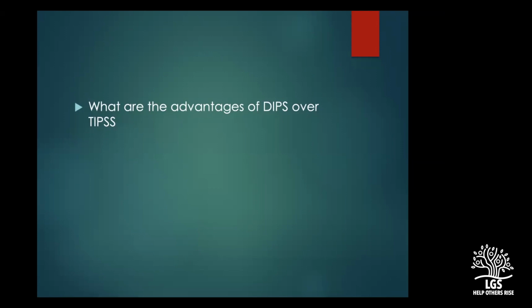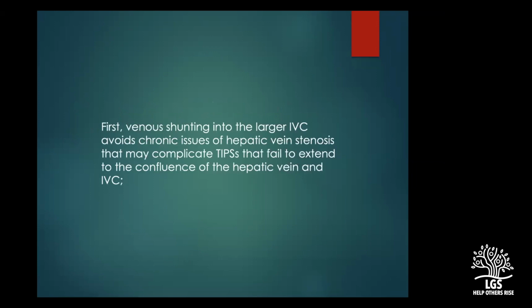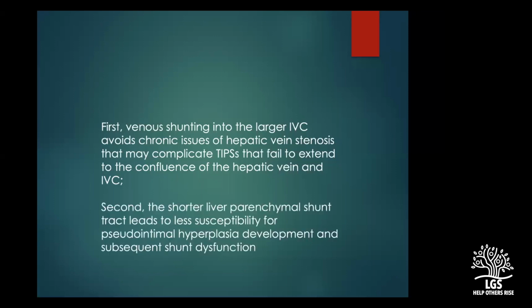What are the advantages of DIPS over TIPS? We had one patient of Budd-Chiari, I think a child about 9 years old, pre-transplant, with refractory ascites, and the hepatic veins were completely thrombosed, so we had to go for DIPS. The advantage of DIPS over TIPS is that shunting into the larger IVC avoids chronic issues of hepatic vein stenosis. Sometimes you can have stenosis of the hepatic vein even after deploying the stent when you go for TIPS, especially in Budd-Chiari patients. So in Budd-Chiari patients, DIPS probably has a little bit of an advantage over the TIPS procedure.